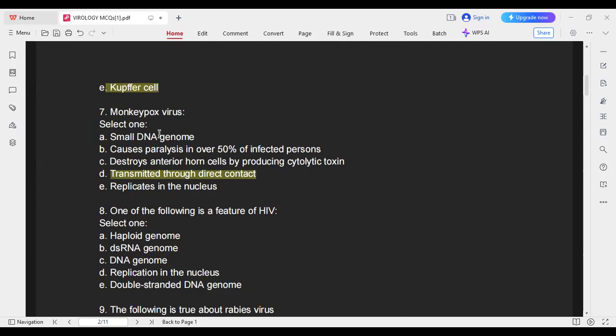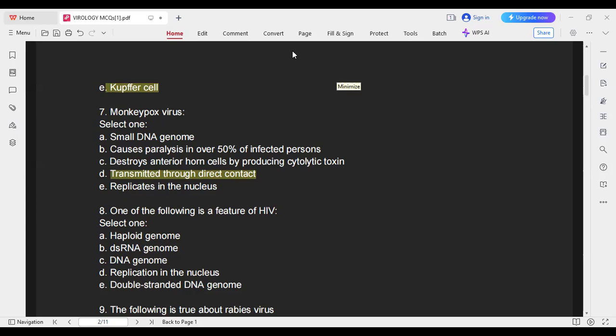This is not true. It does not. Monkeypox is not associated with any paralysis. Destroys anterior horn cells by producing cytolytic toxin. So, what virus are we describing in choice C? Which virus goes to the anterior horn cells? Polio. Good. So it's polio.